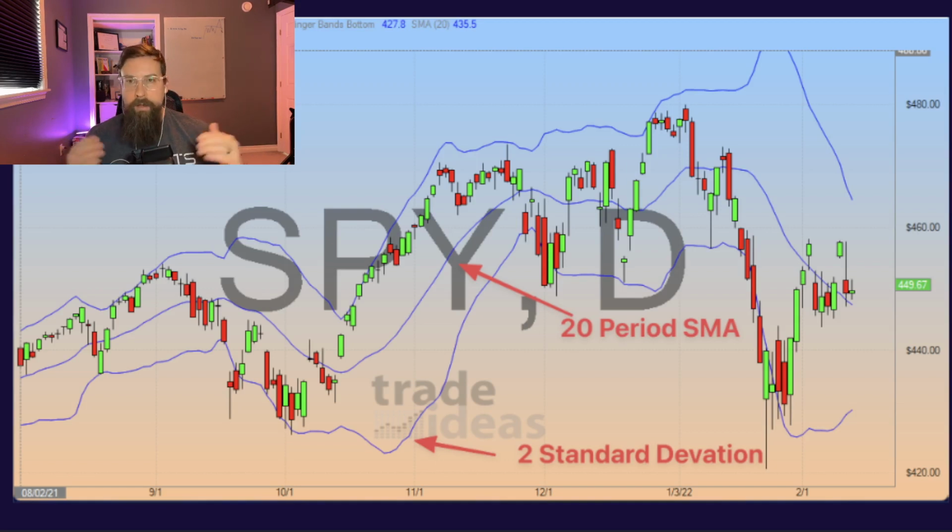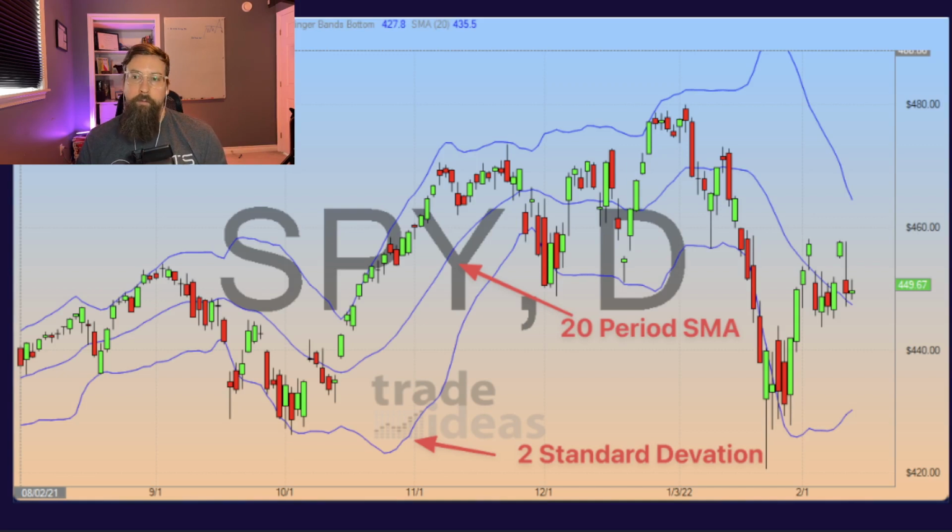There is no magic here, right? There is no indicator that you're just going to do this and do this and do this and make money. Everything has to be part of a trading plan. So the more you know of what each indicator is telling you, the more you can incorporate that into a trading plan that makes sense. So today we're going to start off with the Bollinger Bands.